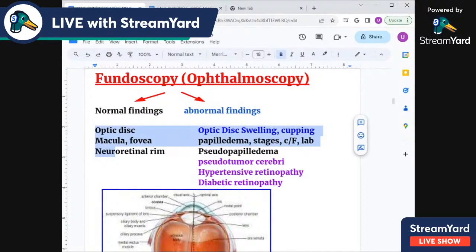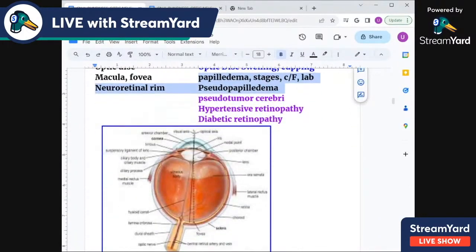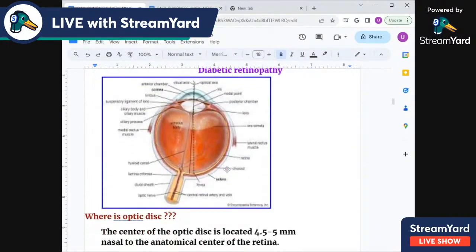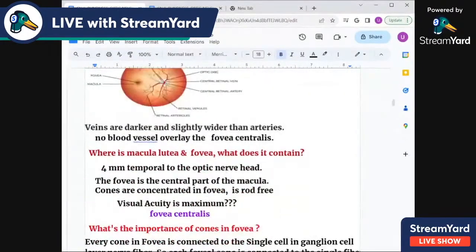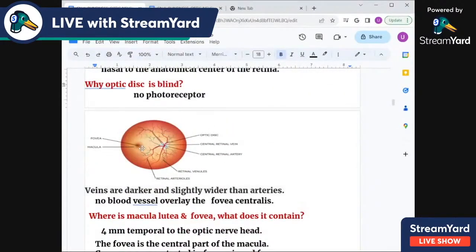And then we did the abnormal ophthalmoscopic features, and we discussed the optic disc and papilledema in detail, with the stages of papilledema, clinical features and lab features. Then we compared papilledema with pseudopapilledema and pseudotumor cerebri, and in the end we did hypertensive and diabetic retinopathy. So these were the features of the ophthalmoscopy: normal, the macula and the optic disc.